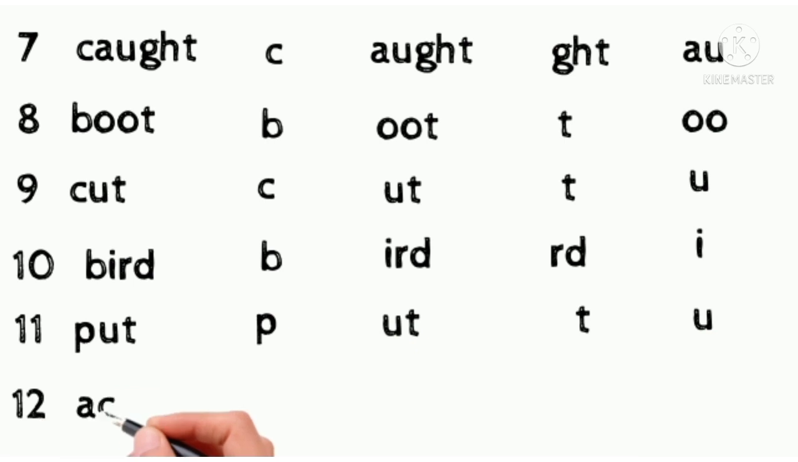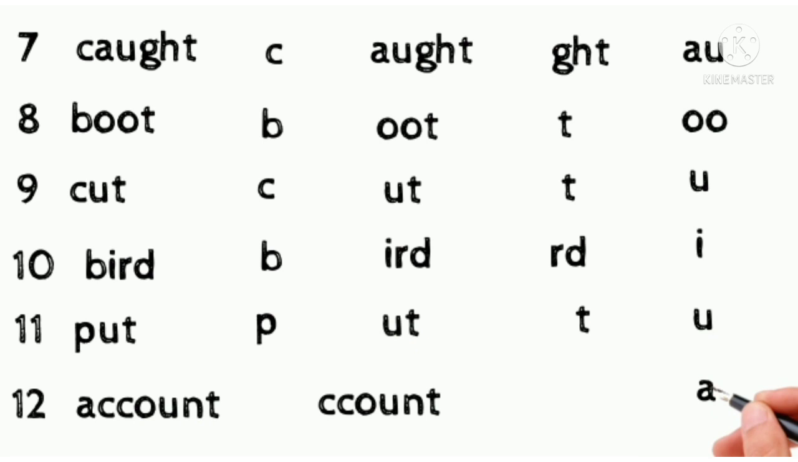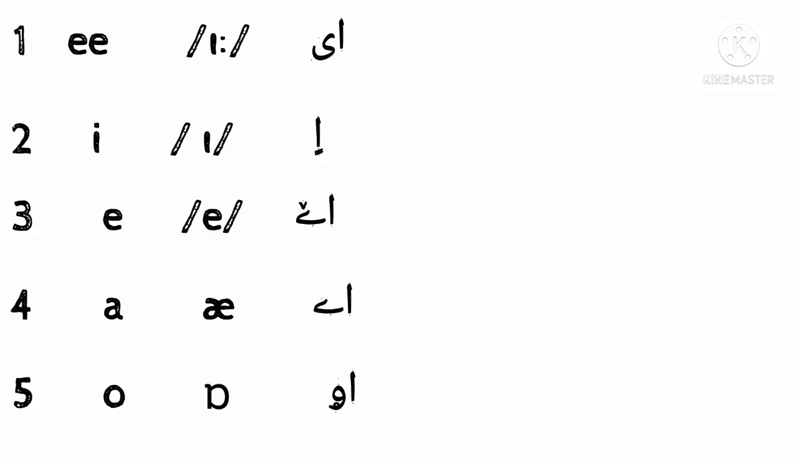I said there are 20 vowel sounds. We are dealing with 12 vowel sounds only. So if we cut the count, we get a. Now see here. We'll just see how the symbols are there.